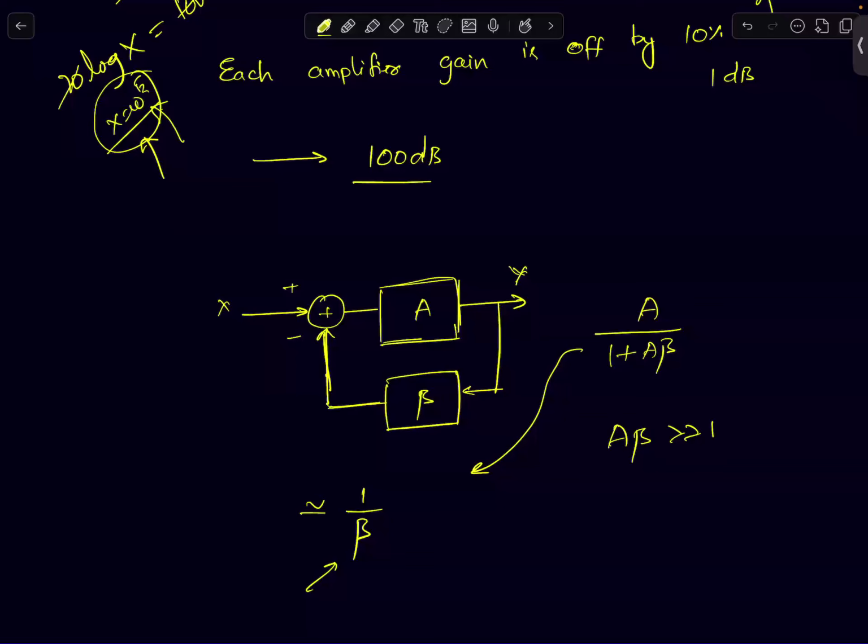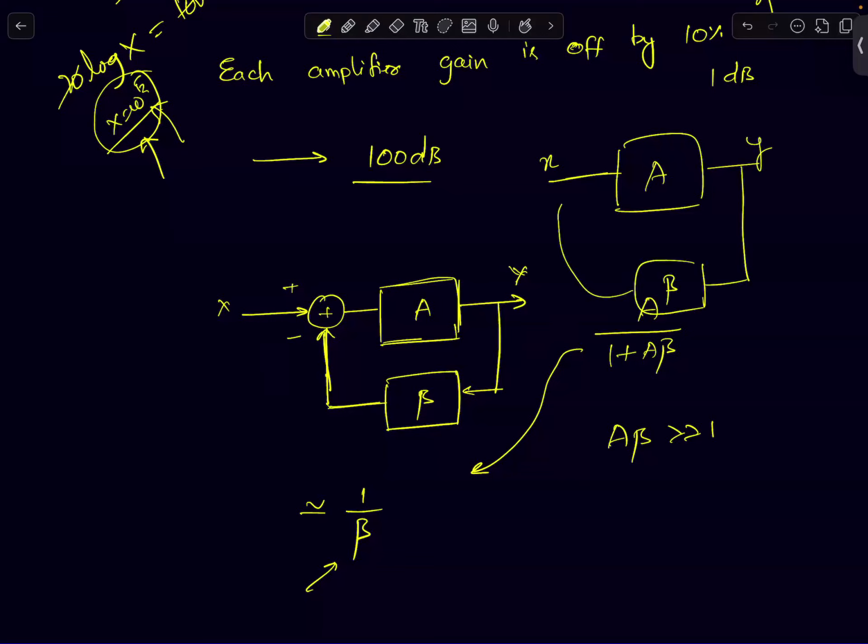So what he did was, instead of feeding a signal directly at the input of the amplifier, he thought, I'll take some output, a part of the output, beta, and then feed not the input, but the difference of these two. I'm going to now feed a part of the output back at the input. If I do that, what happens?